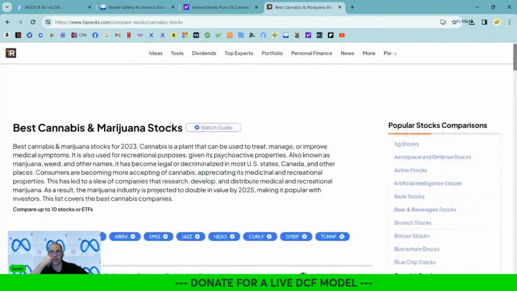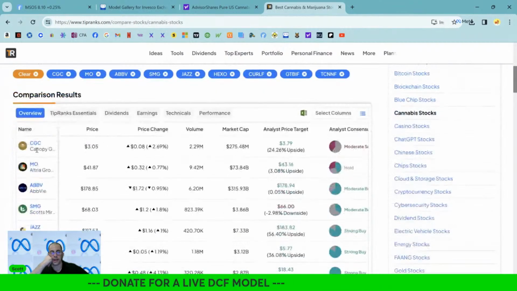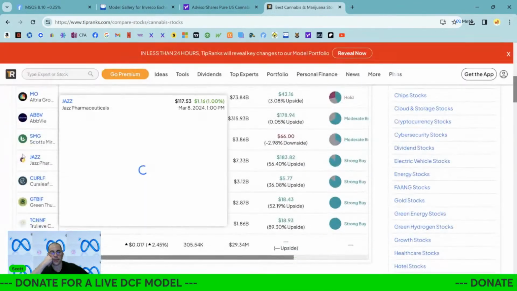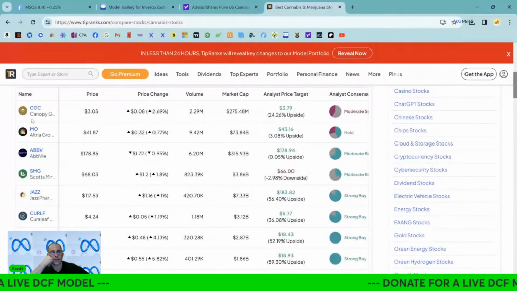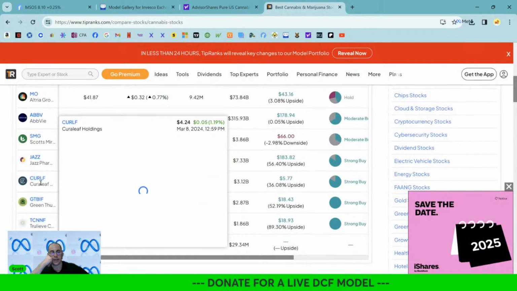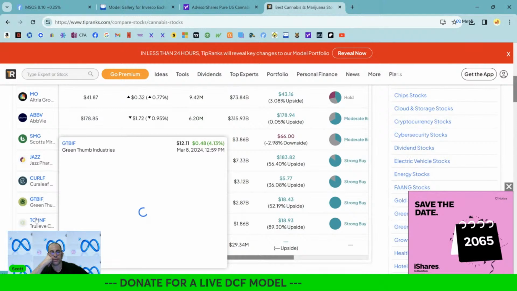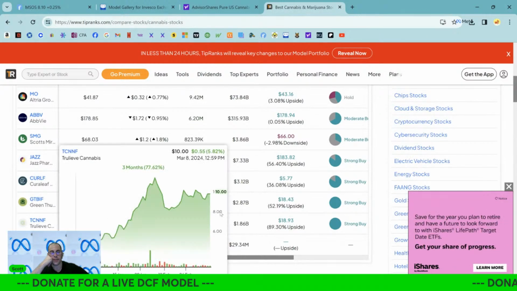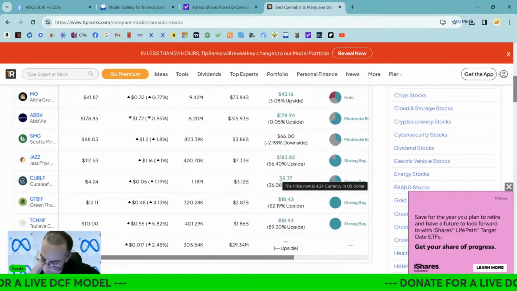But I think it's almost come down to nothing. I don't see it, honestly. It's not Canopy. It's not Curaleaf. I don't see it on here. Do you guys?